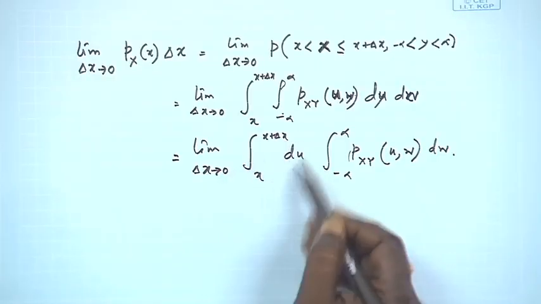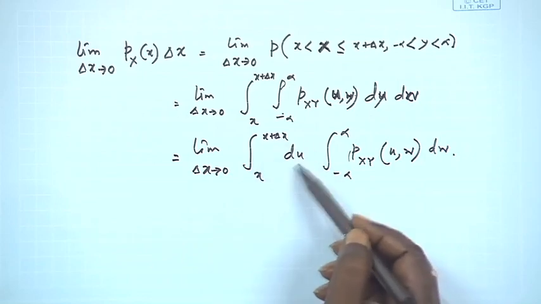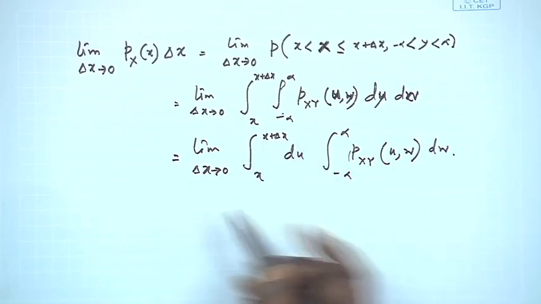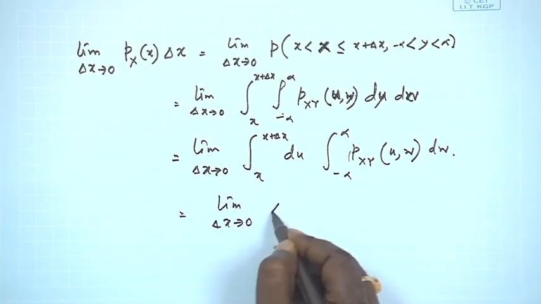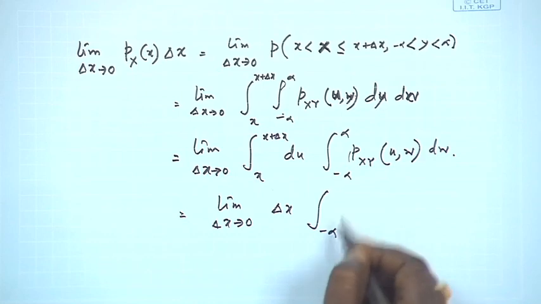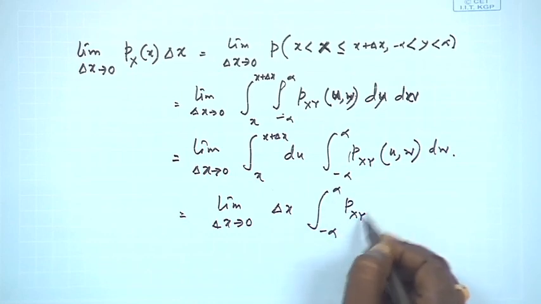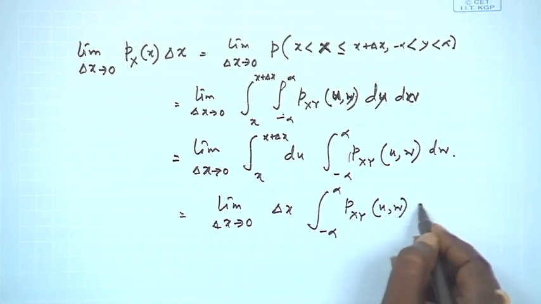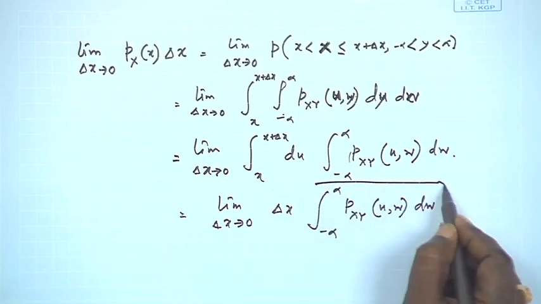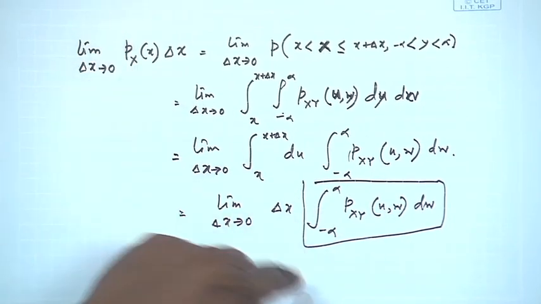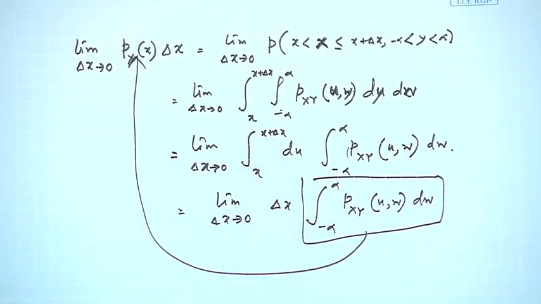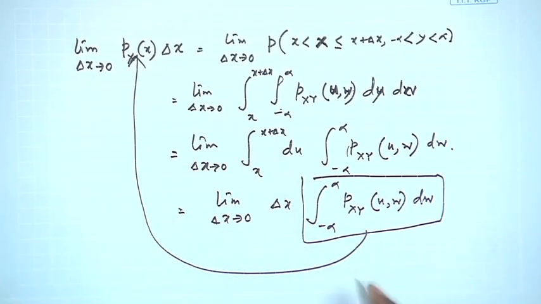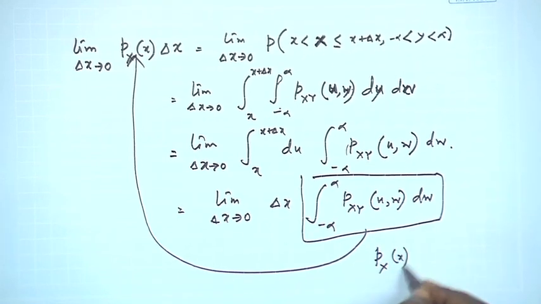So, this happens to be del x, because integrating du from x to x plus del x, that should be del x. So, I can write limit del x tends to 0, this is del x, and this minus infinity to plus infinity p x y u w dw. Now, match these two, I get a definition of this, okay. So, immediately I can write my p x x is nothing but the integration with respect to the other variable, right.